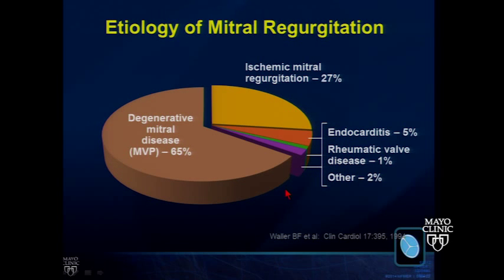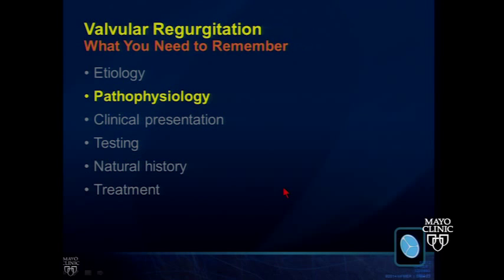If we think about the etiology of mitral regurgitation in 2014, degenerative mitral valve disease still is the most common cause of severe mitral regurgitation requiring operation. So etiology, think of acute, think of chronic, think of primary, think of secondary.